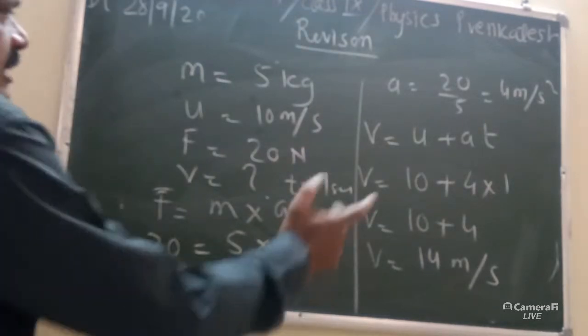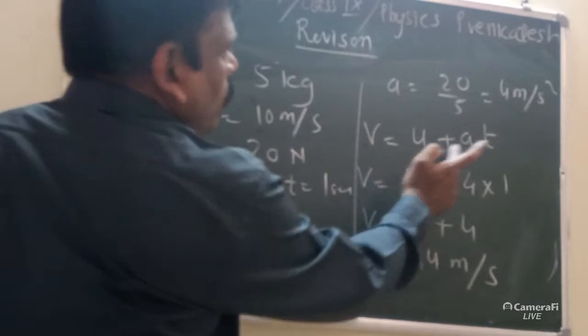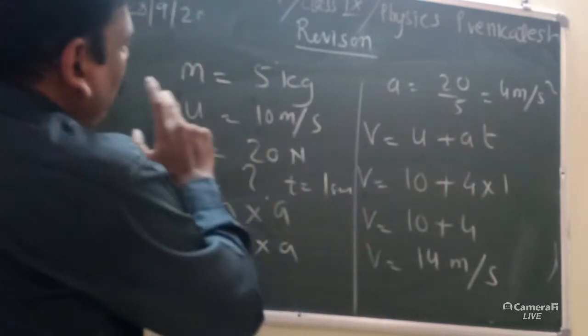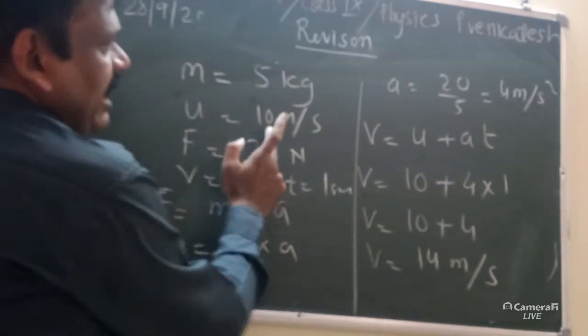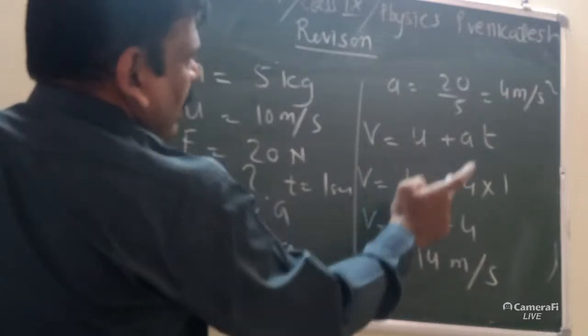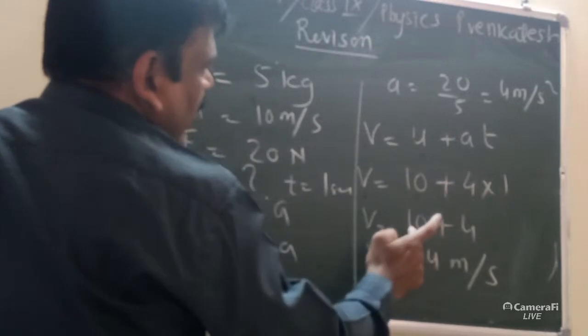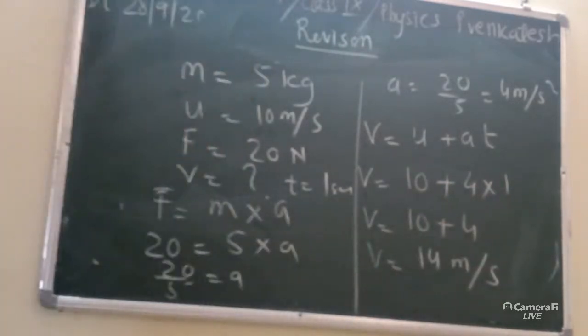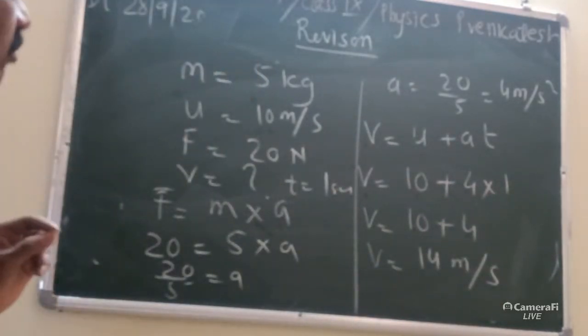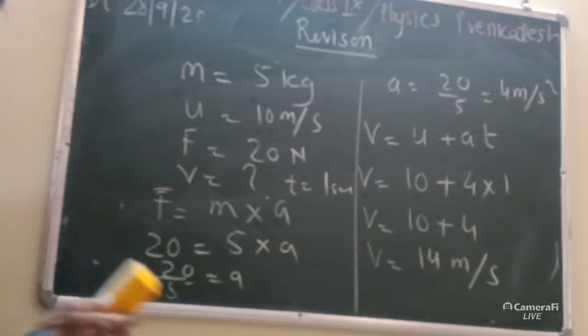Final velocity. It is given by the formula V equal to U plus at. It was moving with a velocity of how much? 10. So U equal to 10, plus A. What is the value of A? 4, into time, which is 1. 10 plus 4, 14 meter per second. Therefore, the final velocity equal to 14 meter per second.